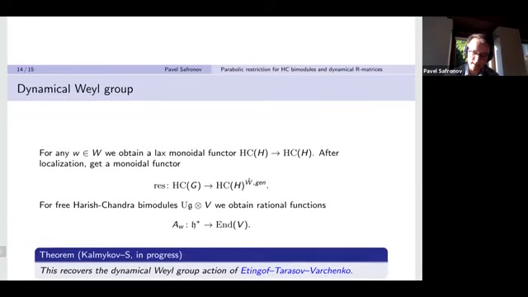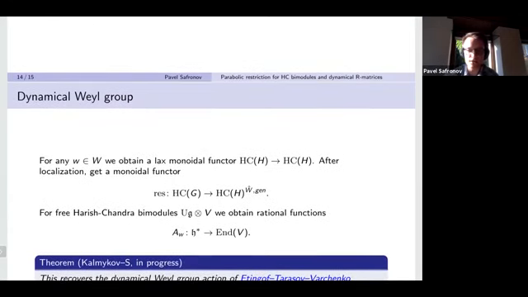And the claim is that if you look at this localization, so you throw away the weights, then this parabolic restriction functor is going to land in W invariants. And you get a monoidal functor from HCG into HCH W invariants. So you can think about that as being a categorical version of the fact that the Harish-Chandra homomorphism lands in W invariants.